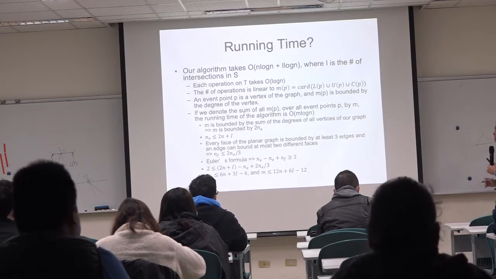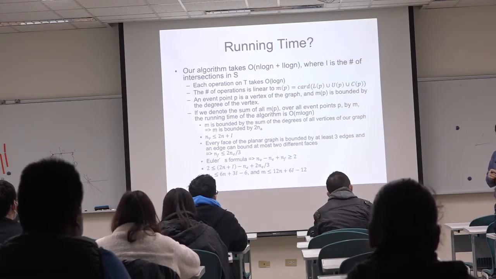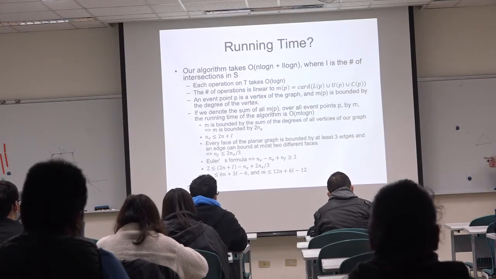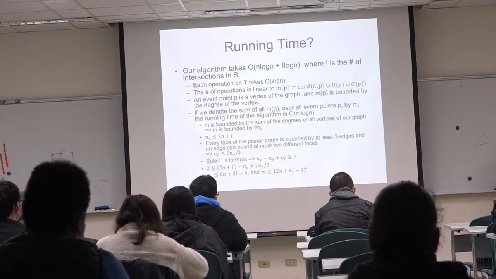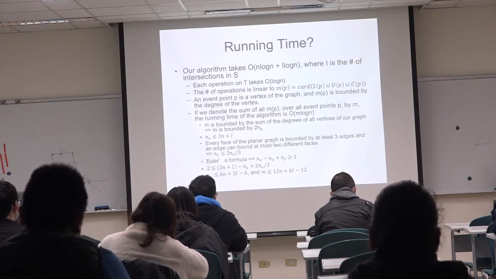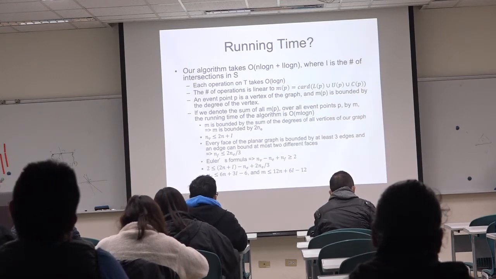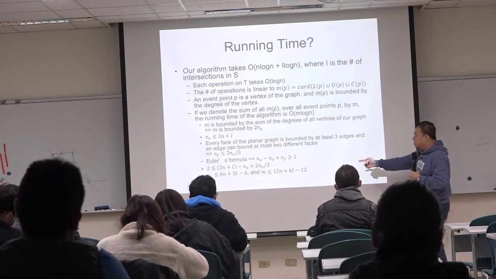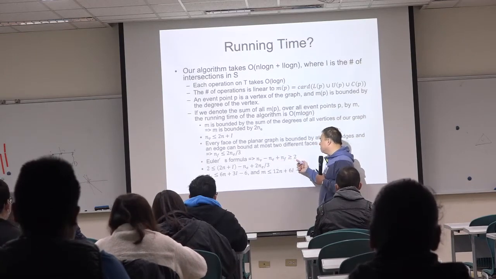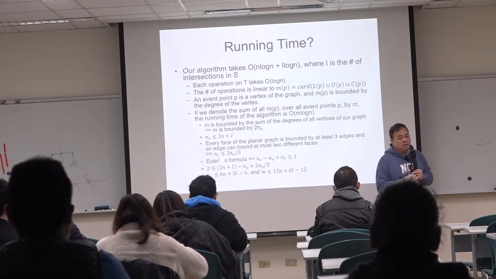How many vertices do we have? 6, right? How many edges do we have? 6, right? So 6 minus 6 is what? 0. How many faces do we have? 1 unbounded one, 2 bounded ones, right? So the total, 6 minus 6 plus 3, is going to be greater or equal to 2, right?